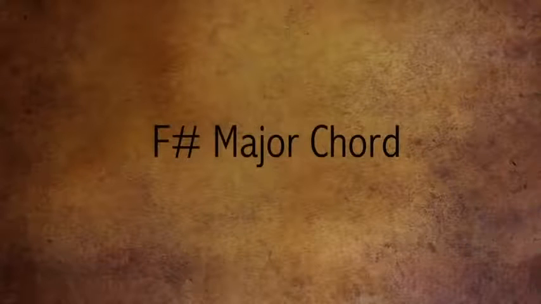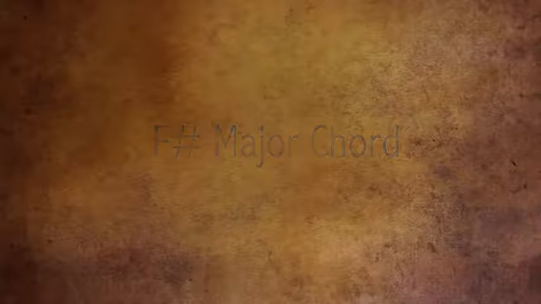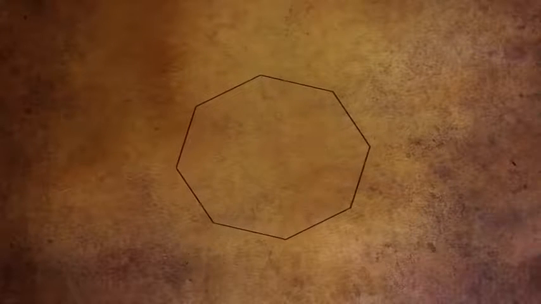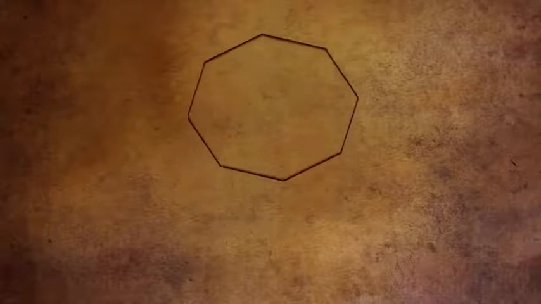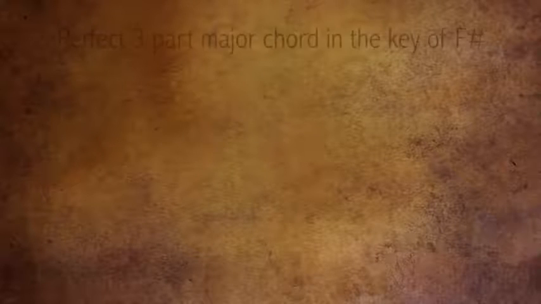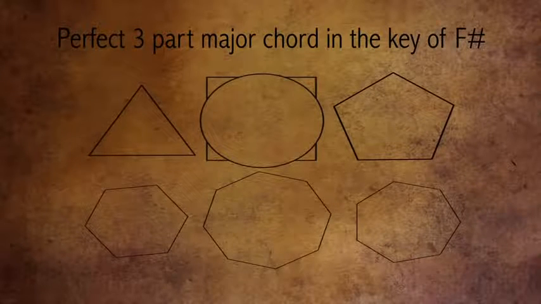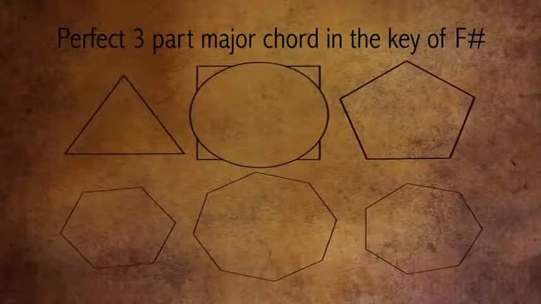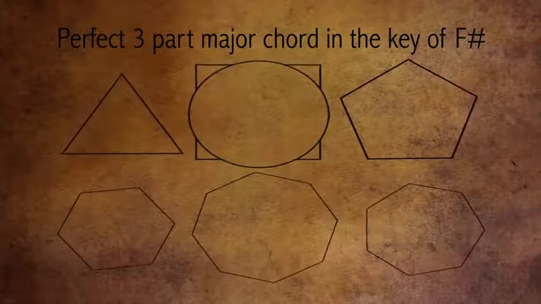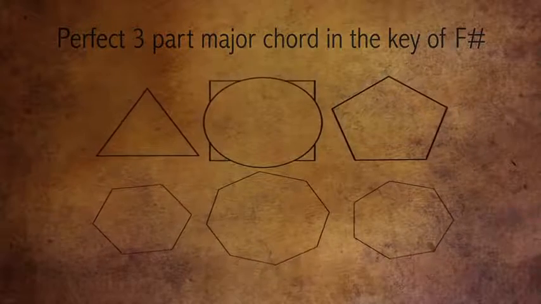This is an A sharp, which happens to be the note required to complete an F sharp major chord in perfect three-part harmony. And finally, the octagon, where we get 1080, another C sharp. Suddenly, geometry is expressed by tones, and these tones just happen to create the most beautiful form of music, a perfect three-part major chord in the key of F sharp. Is this something we've been missing for years?